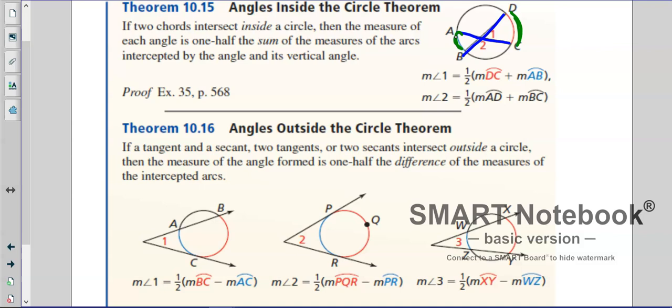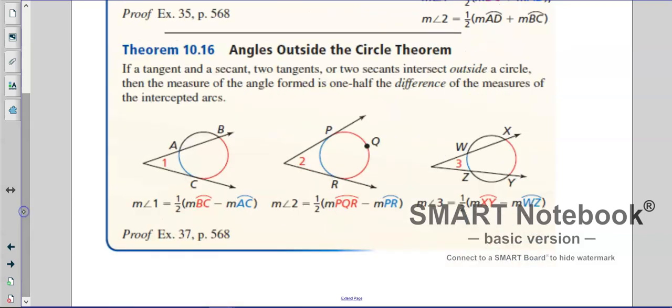For angle 2, we'd be going this way. AD and BC will give us angle 2. Notice how 2 is facing that way and 2 is facing that way. So it's those two arcs. And 1 is facing that way and that way, vertical angles. So it's those two arcs. Okay, it's the intercepted arcs.